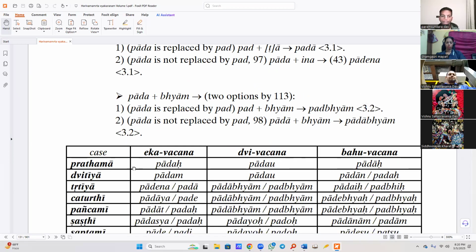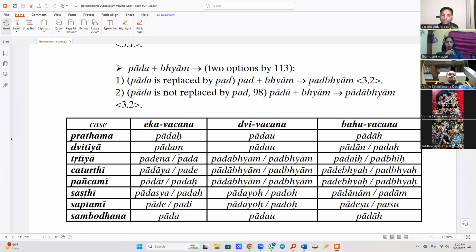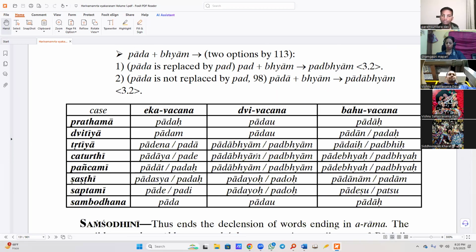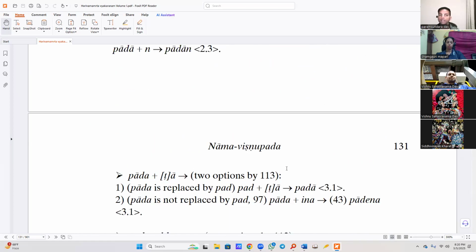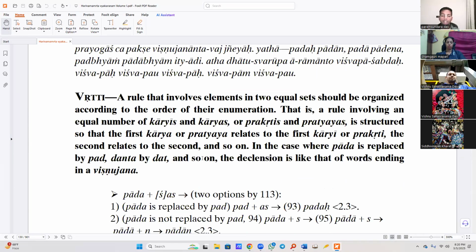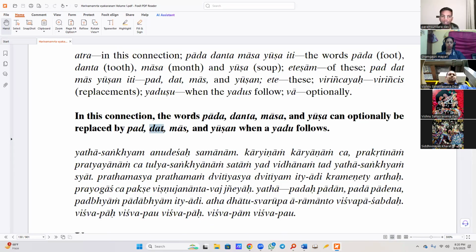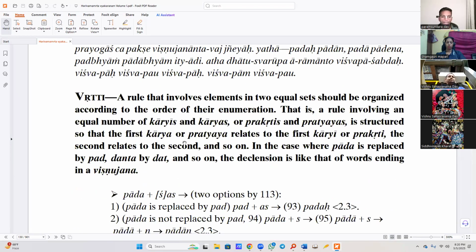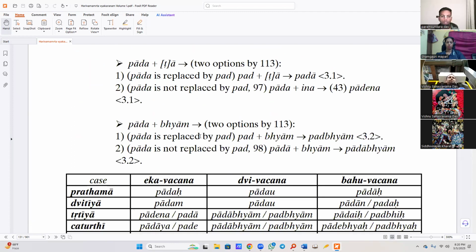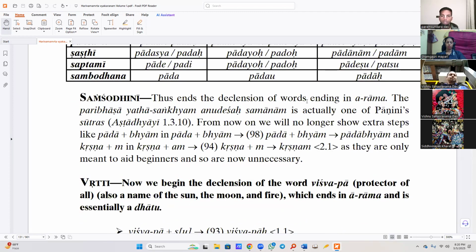So like that, you can see. When Yadus are there, we have optional forms, two forms for each. Similarly, when Danta is there, optionally Danta is replaced with Dat when Yadus are there. So we do the declension like that. Okay, so that thus ends the declension of words ending in Arama in Purushottam Lingam, masculine gender.